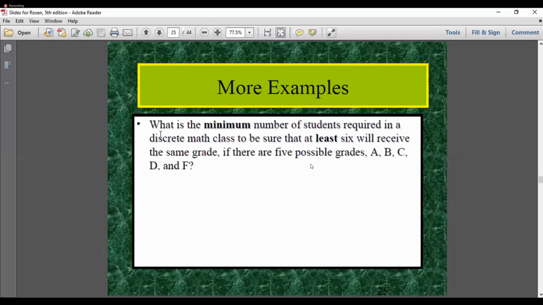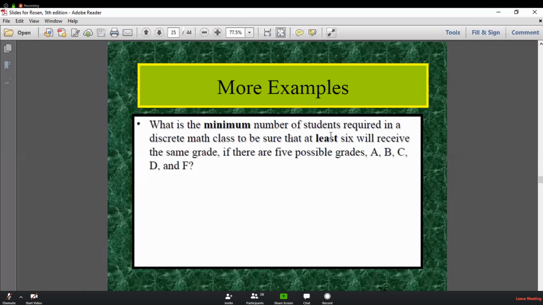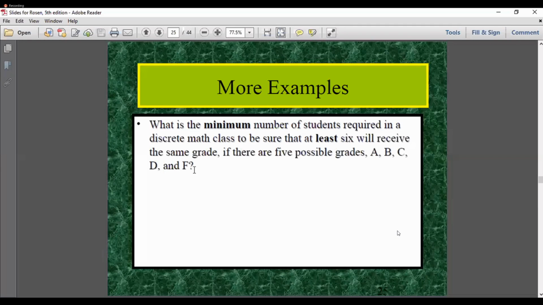So based on the pigeonhole principle, we have one problem. The problem is saying: what is the minimum number of students required in a discrete mathematics class to be sure that at least 6 will receive the same grade, if there are 5 possible grades, A, B, C, D, and F?